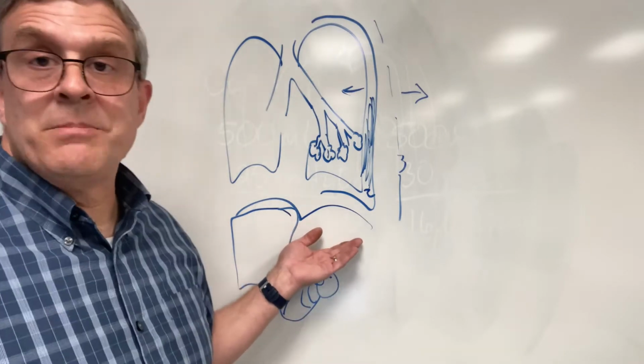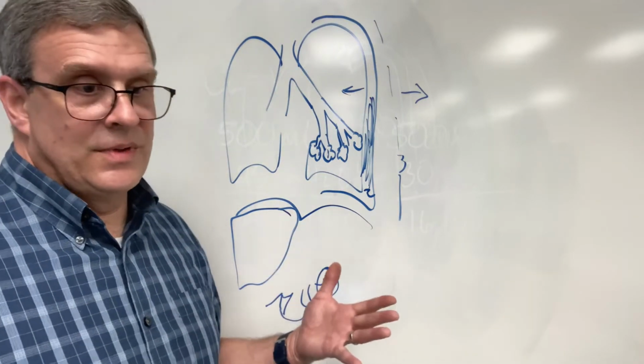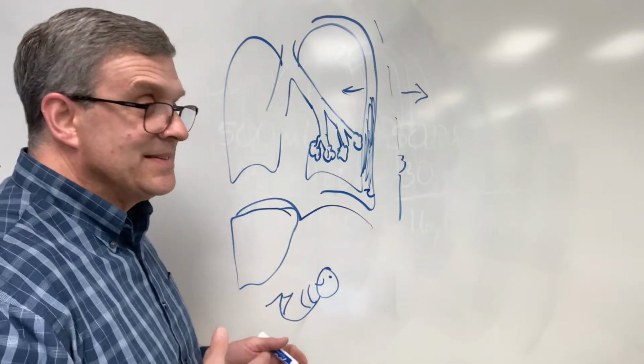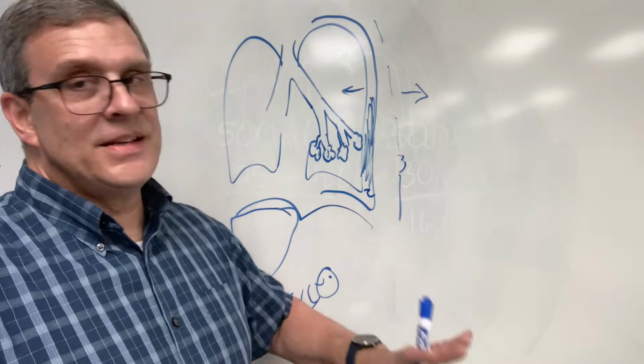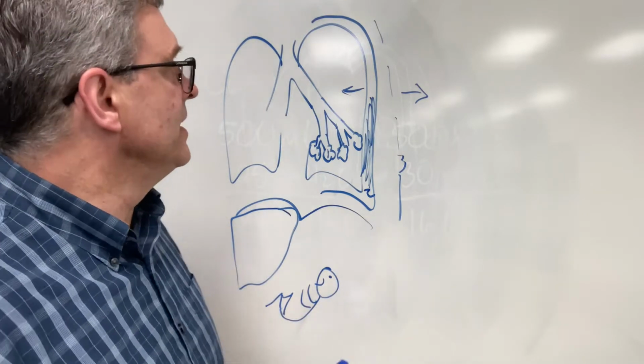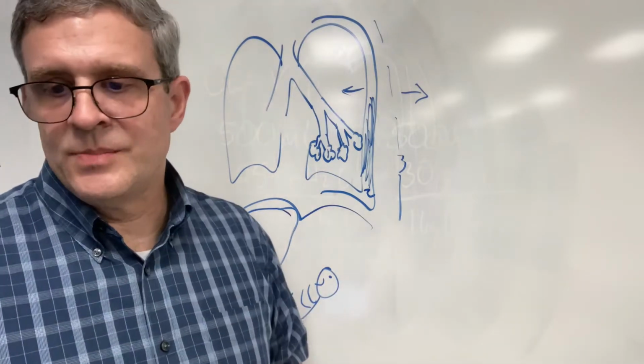Or maybe there's a big mass in the belly, like a big tumor that needs to come out. Or maybe somebody hasn't had a bowel movement in such a long time that they're all impacted. All that stuff in there, the ventilator's got to push against it. That's going to go into our compliance measurement.